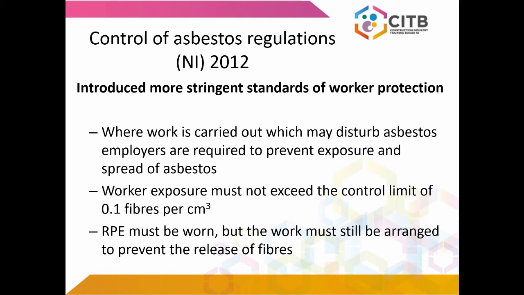Control of Asbestos Regulations NI 2012 introduced more stringent standards of worker protection. Where work is carried out which may disturb asbestos, employers are required to prevent exposure and spread of asbestos. Worker exposure must not exceed the control limit of 0.1 fibres per centimetre cubed. An RPE must be worn, but the work must still be arranged to prevent the release of fibres.